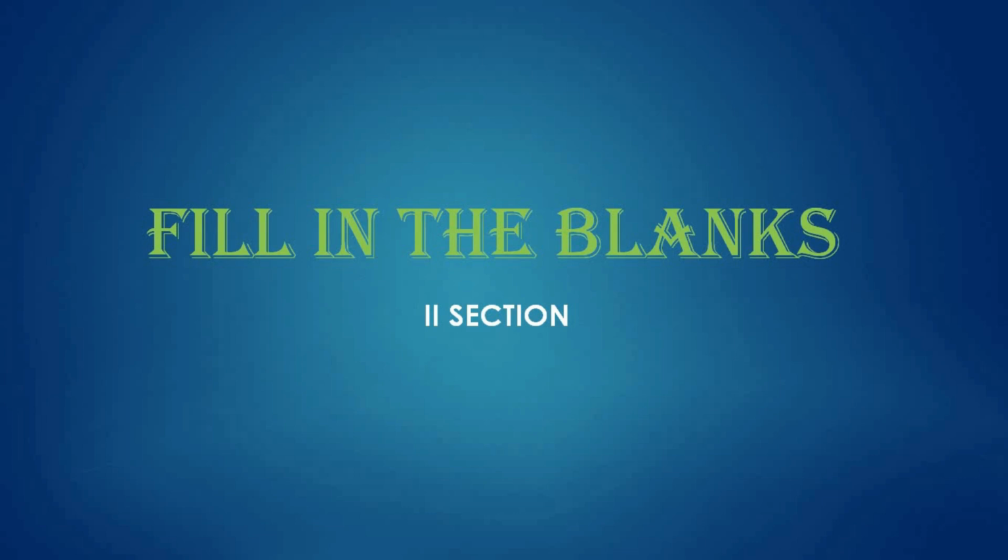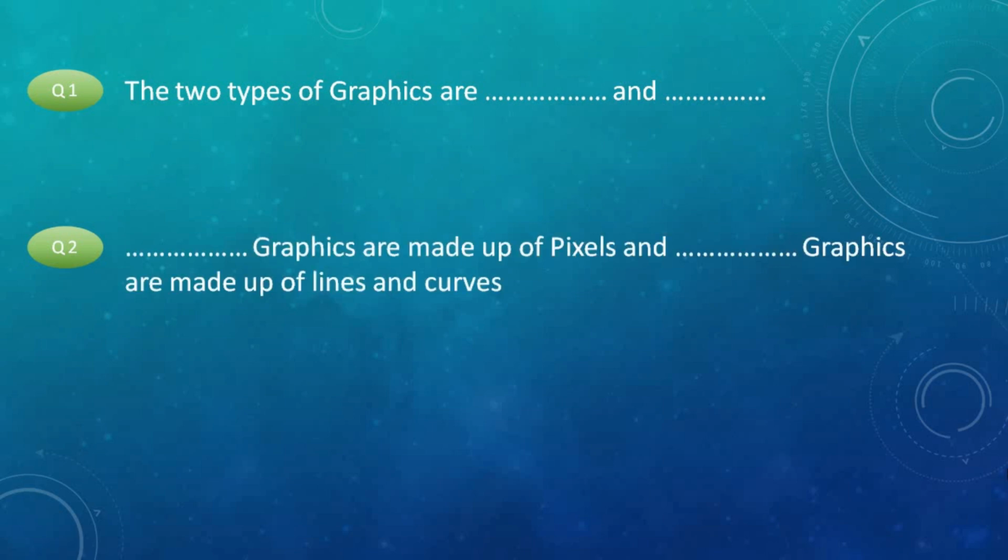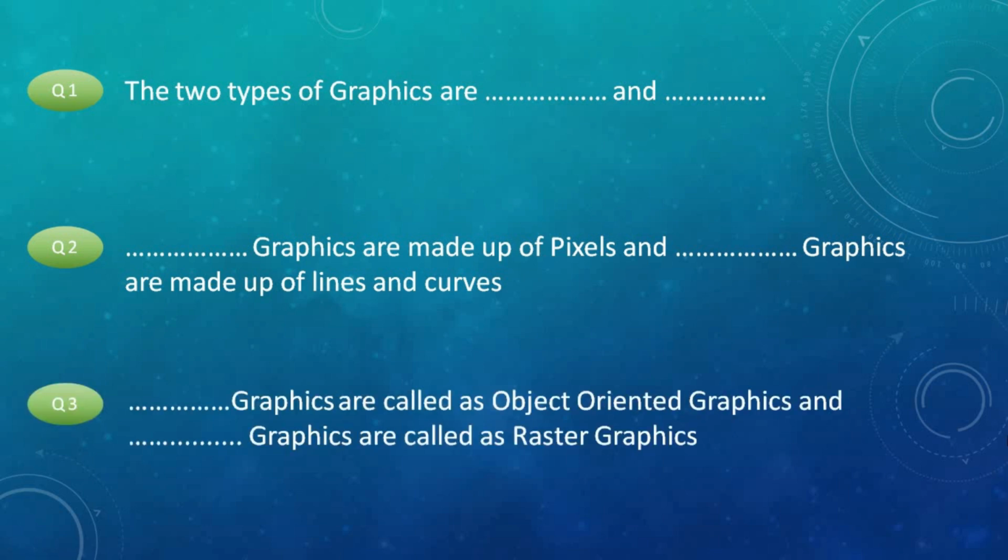Next session, we have fill in the blanks. First question. The two types of graphics are dash and dash. Write out the answers. Dash graphics are made up of pixels and dash graphics are made up of lines and curves. Dash graphics are called as object-oriented graphics and dash graphics are called as raster graphics.